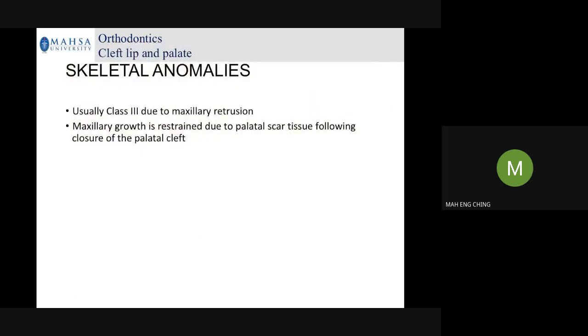So what is skeletal? They have a tendency to Class III due to maxillary retrusion after the repair of the palate or the lip sometimes. Maxillary growth is restrained due to the palatal scar tissue following the closure of the palatal clefts. So we are in a dilemma: you want to repair it, but you don't want to cause scar tissue. That's why the best time to repair is when the patient is still young. When you're young, it causes less scar tissue. When you're old, you repair it, it causes more scar tissue, because of the ability to regenerate. So it's better for the young patient compared to the old patient.